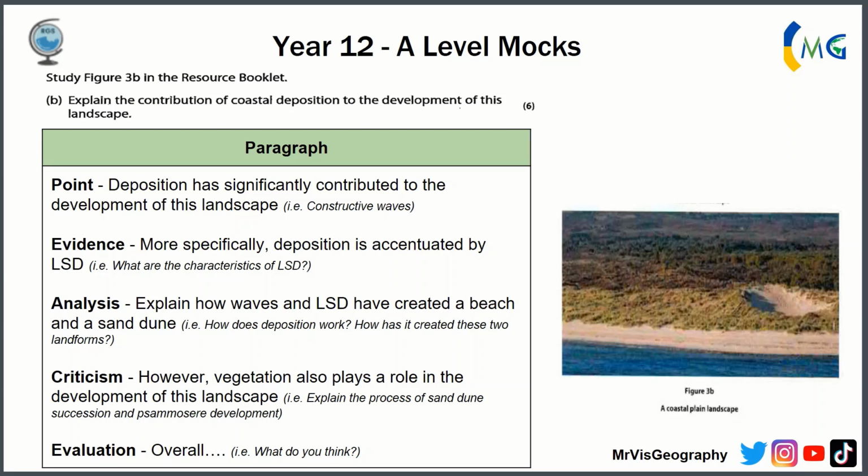Okay. Criticism, you could also say actually depositional landform is not the only reason the landscape looks the way it is. One big reason is vegetation. Vegetation plays a key role in development of the landscape. Think about the sand dune succession, the psammosere development. So the vegetation holds the sand together, which means it doesn't get carried away through longshore drift, and therefore explains why sand dunes have been formed, etc.